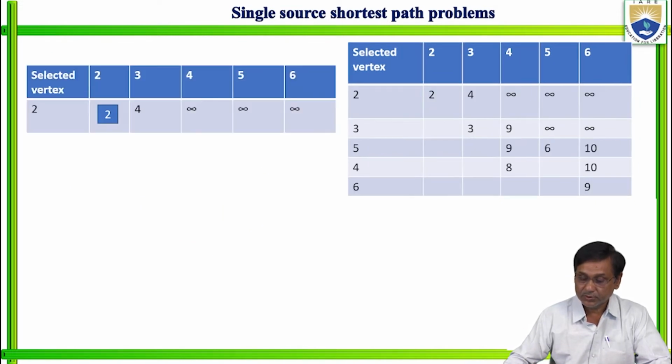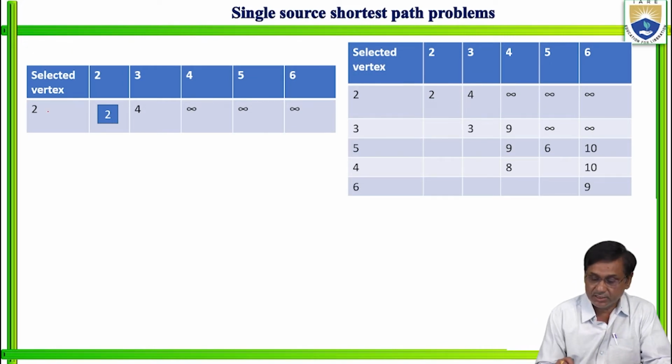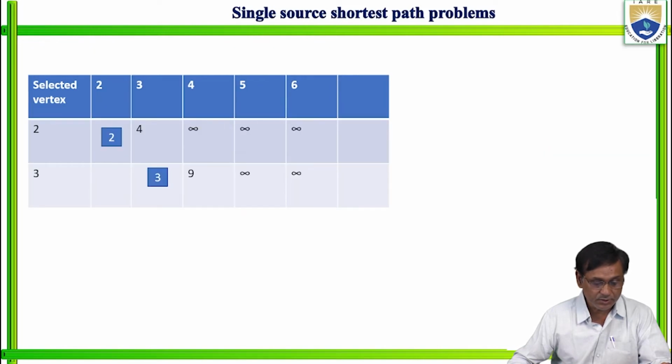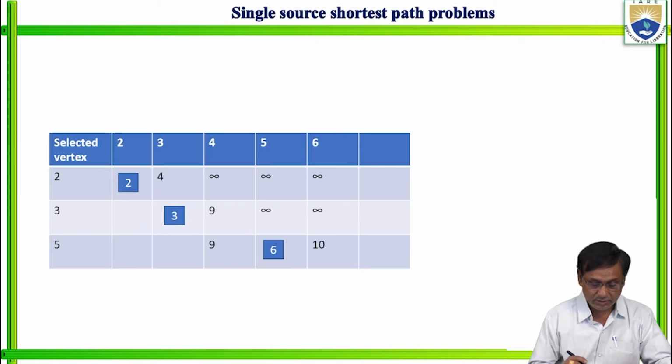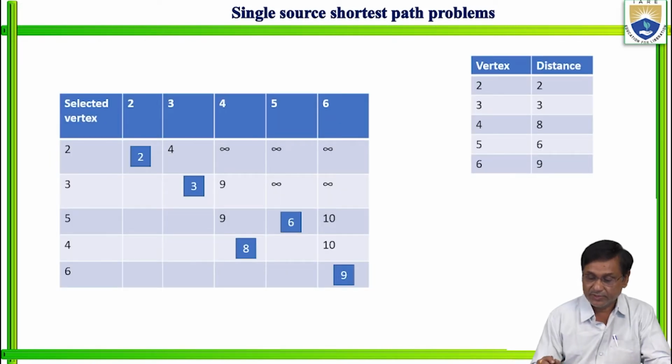So what is the distance now? You can see here. First we selected the second vertex because the distance is 2. Next we selected the vertex 3 because the distance is only 3. Then first we selected this, next we selected this. After that we selected the 6. Now you can see that one in the next table. So first we selected 2, next we selected 3, and then we selected 6, and then we selected 8, and then we selected 10, 9. So this is the final solution.